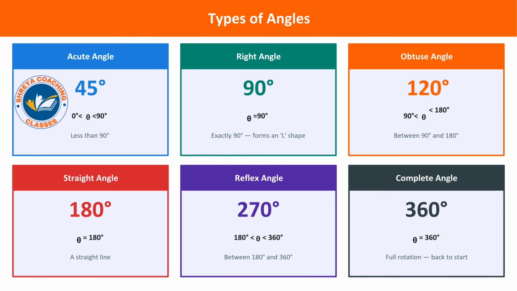Let's revise quickly. Acute means less than 90 degrees. Right means exactly 90 degrees. Obtuse means more than 90 but less than 180. Straight means 180. Reflex means between 180 and 360. Complete means exactly 360 degrees. Pause the video and identify one example of each angle around your home.